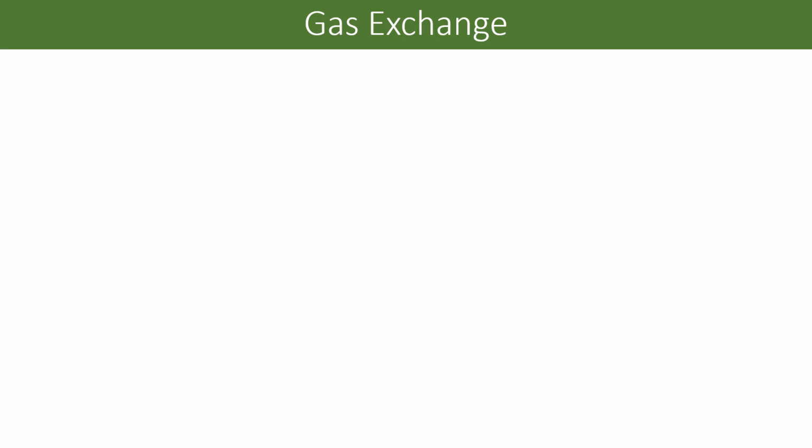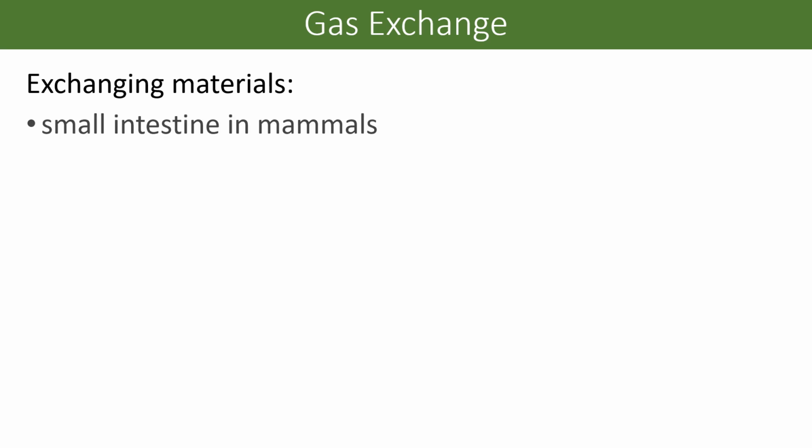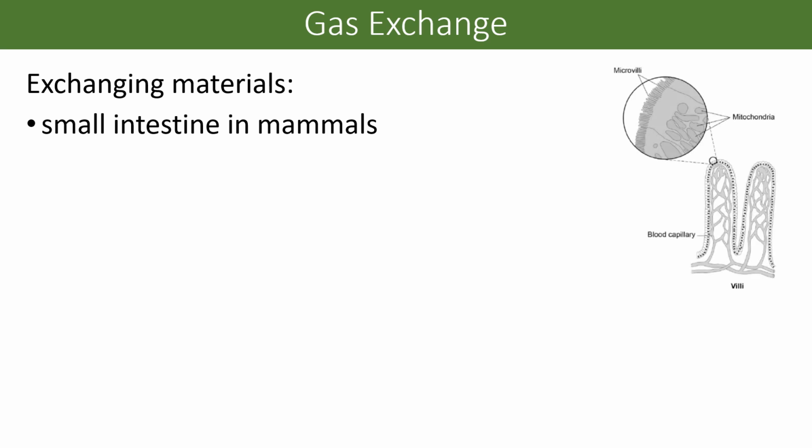So gas exchange is just one example of how materials get exchanged in biological systems. You need to know about a few different examples and how these examples are adapted for efficient exchange of materials. So the first one I'm going to talk about is the small intestine in mammals. So if we look at this, here's an image that was from an exam. This is what we call villi. These are small folds in the wall of your intestine.